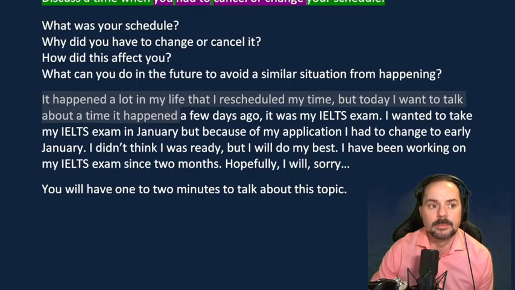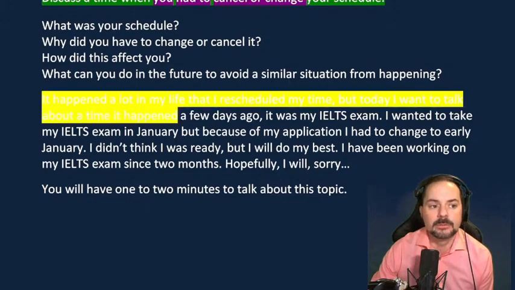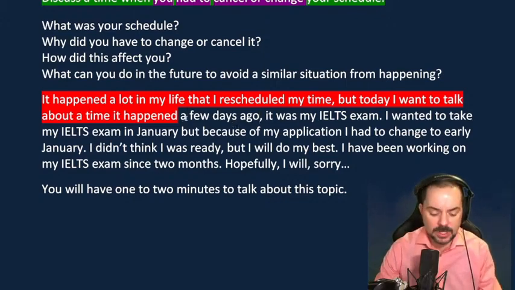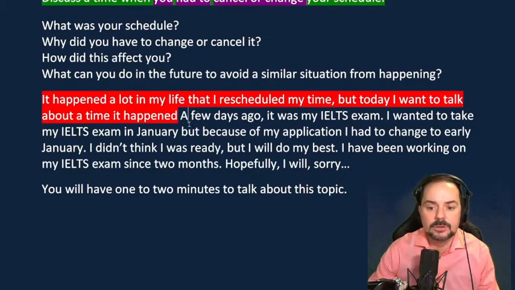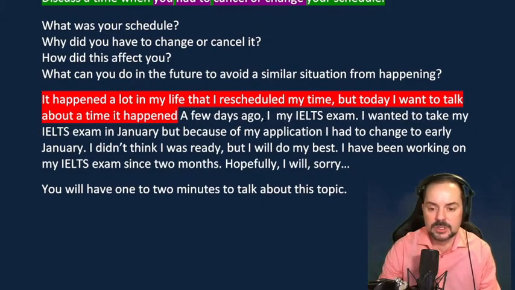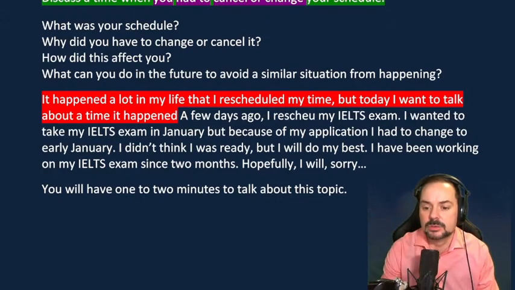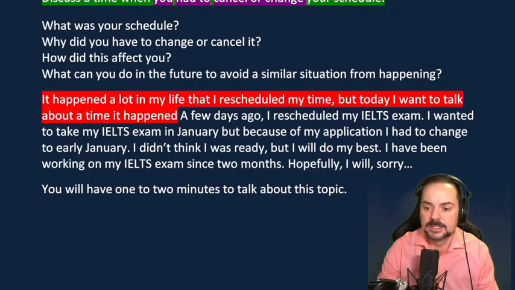Today I want to talk about. It's not important for me, the examiner, to know what you want to talk about. You just want to talk about it, okay? So instead of starting that way, you want to start with: a few days ago, I rescheduled my IELTS exam. That should be your first sentence, okay? So a few days ago, I rescheduled my IELTS exam. That's how you want to start.